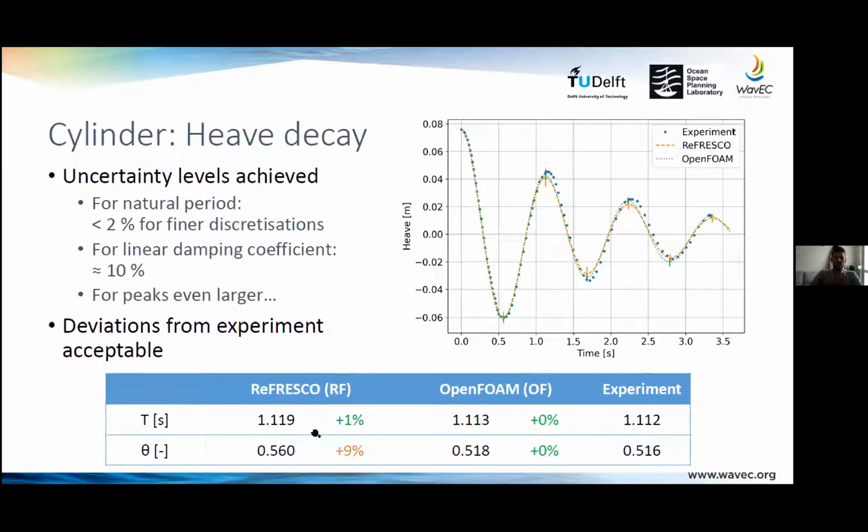And also, if we look at the values and compare with the experiment, you can see that the deviations are quite acceptable. But here it is really the verification study and the uncertainties, especially of Refresco, that let us think, can we not improve on this? Should we investigate a little bit further to reduce these uncertainties and improve accuracy?